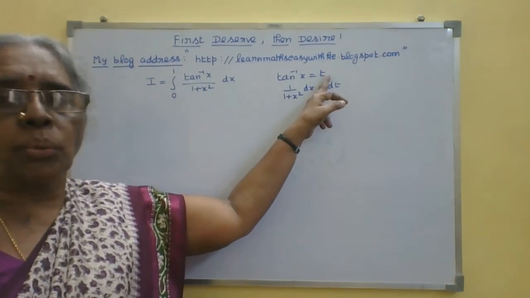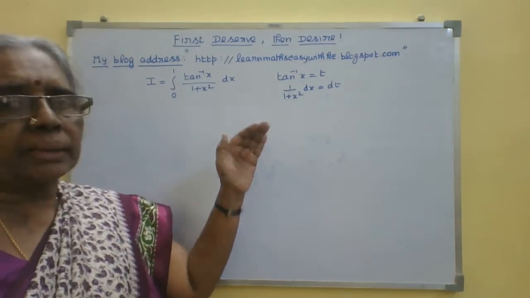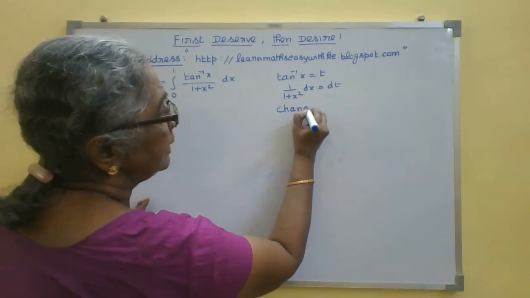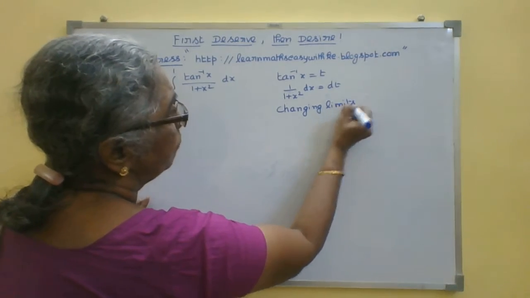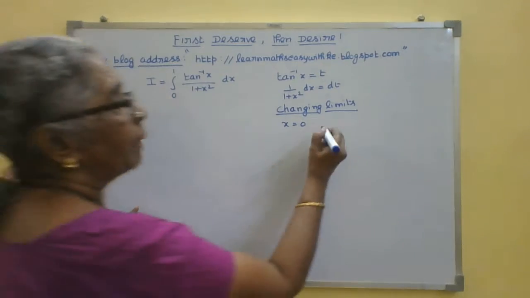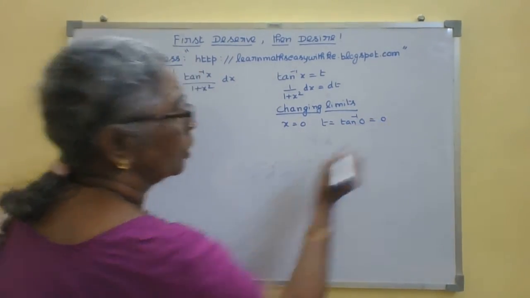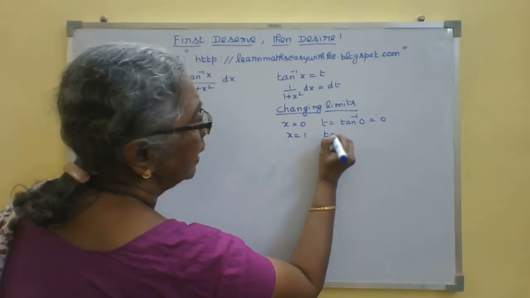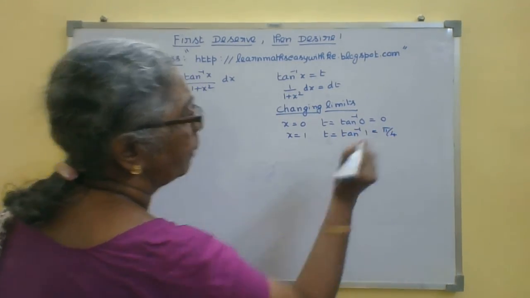Now we have introduced a new variable t. So you have to now convert the limits of x to limits of t. That is very important. So now I am going to write changing limits. When my x is equal to 0, my t will be tan inverse 0, which is also 0. Then my upper limit is 1. When my x is 1, t is equal to tan inverse 1, which is equal to pi by 4.